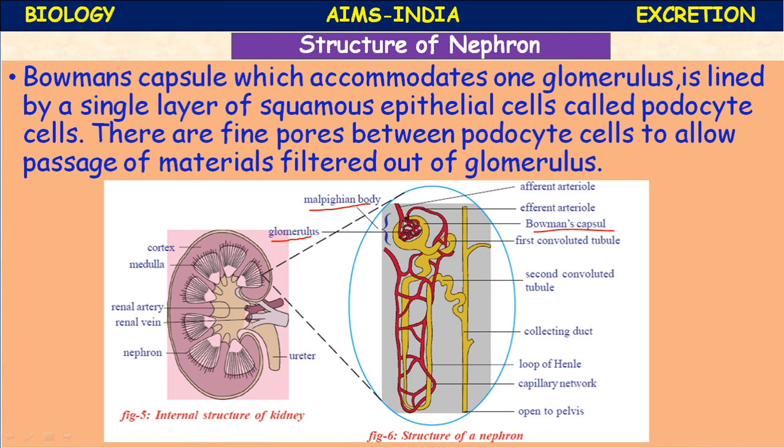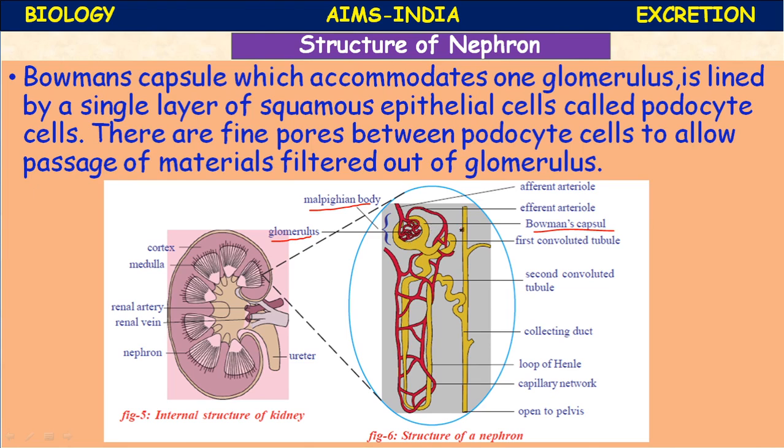They are also called the podocyte cells. There are gaps or pores present in between these podocyte cells, which allow the passage of materials and help in the filtration. The filtrate which is formed here is called glomerular filtrate. Once again we will discuss the formation of urine, the mechanism of the nephron.